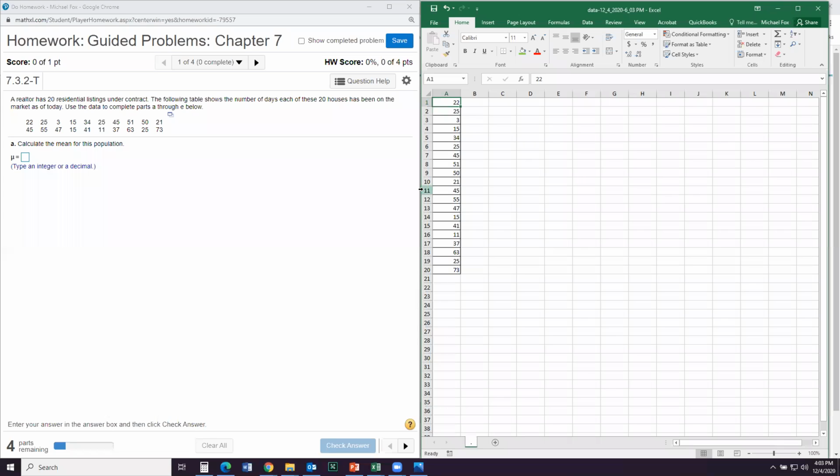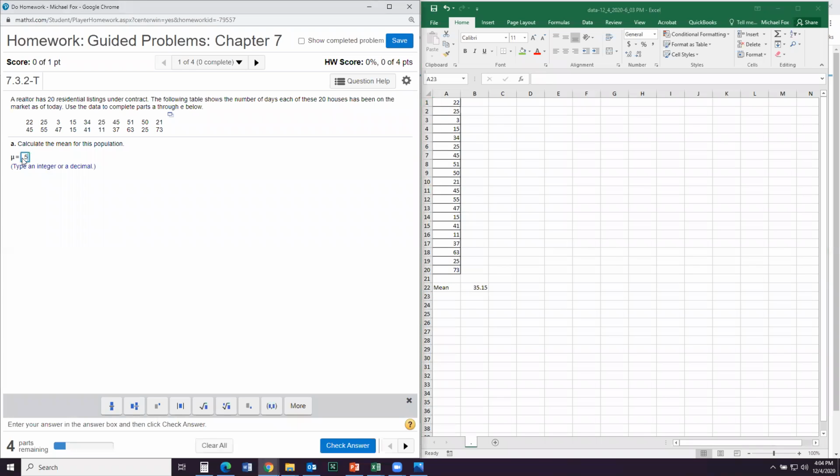All right. So the first thing it wants us to do is calculate the mean for the population. This is a population. It's all 20 of the listings they have. So the mean is going to be the average of all 20 of those. So 35.15.